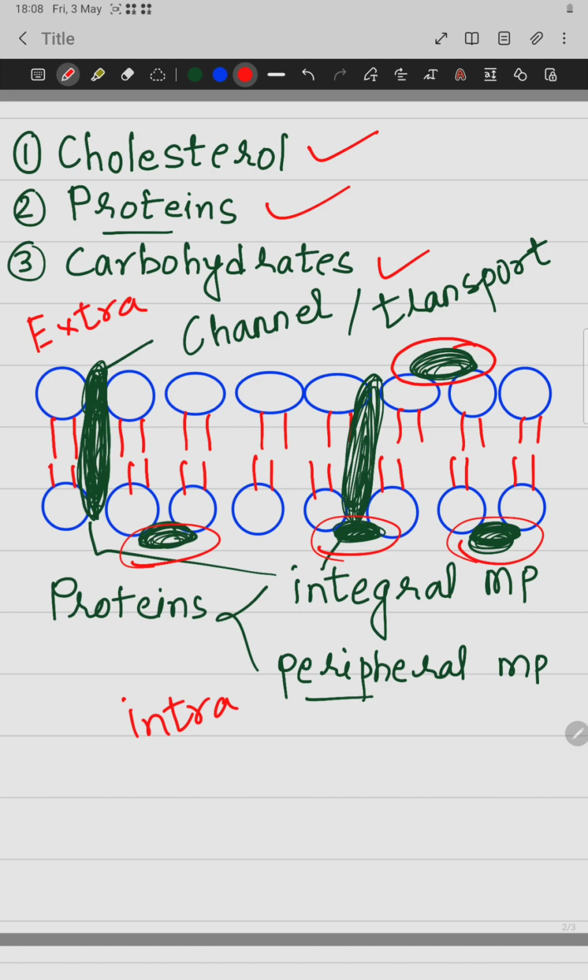Now the function of the peripheral membrane protein is to help in cell signaling. As these are not strongly attached to the cell membrane, they are loosely attached and hence they can move. So they are involved in the cell signaling.